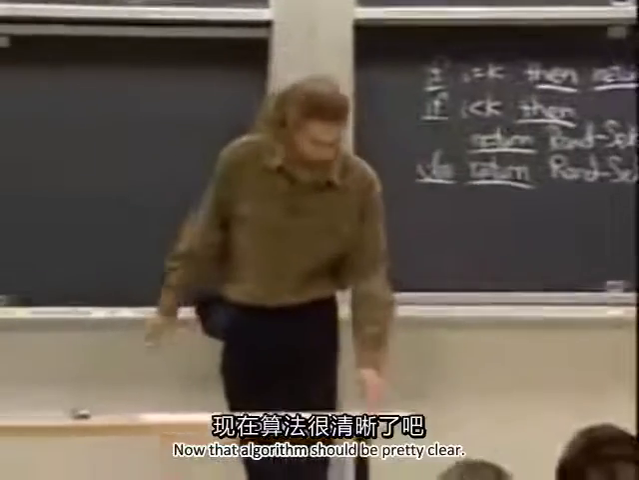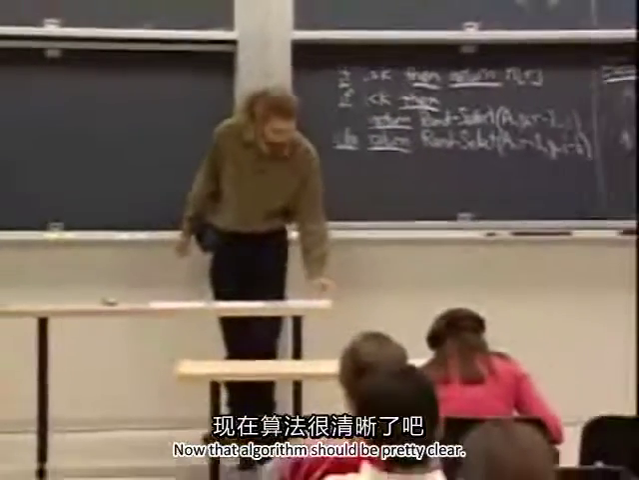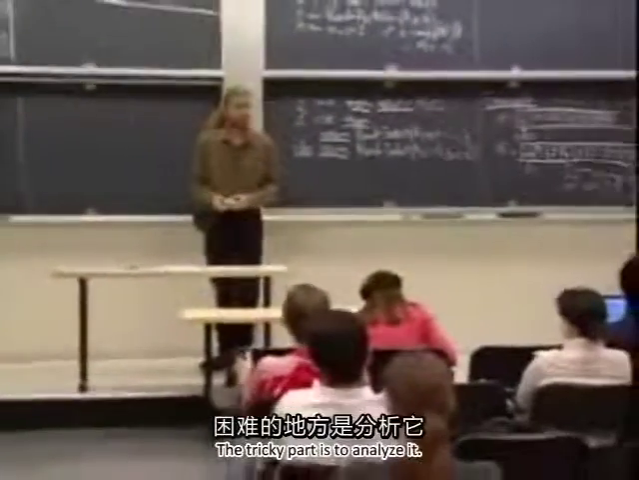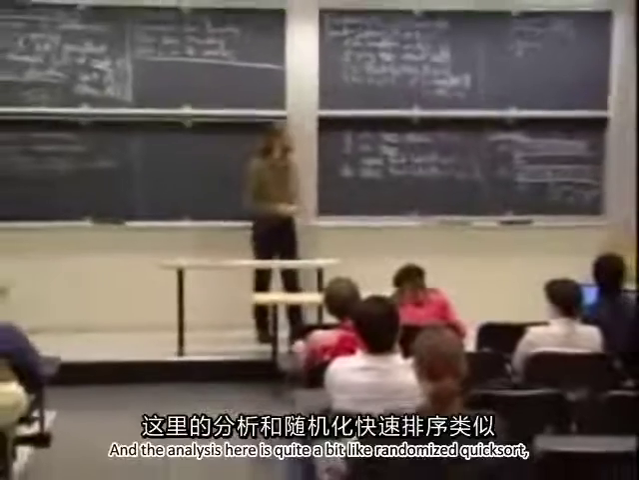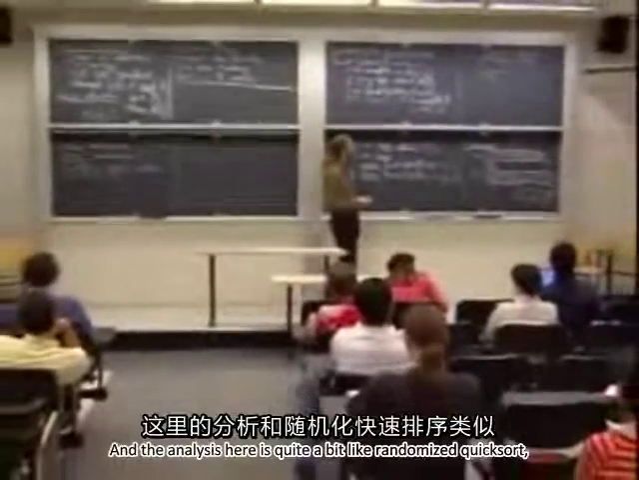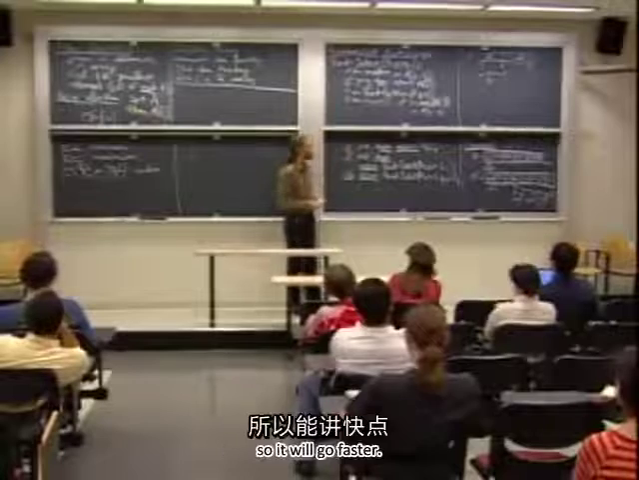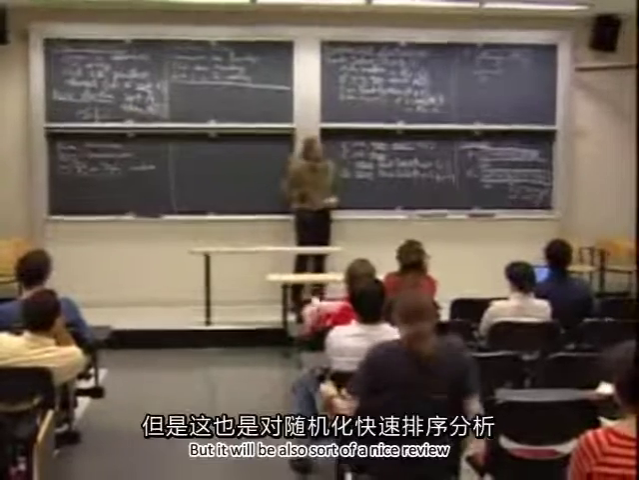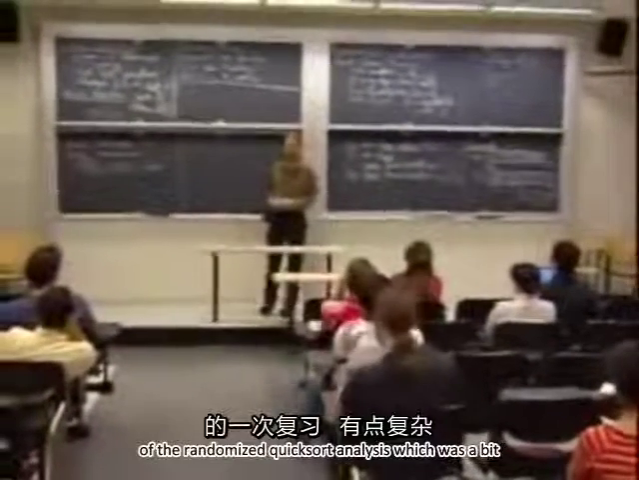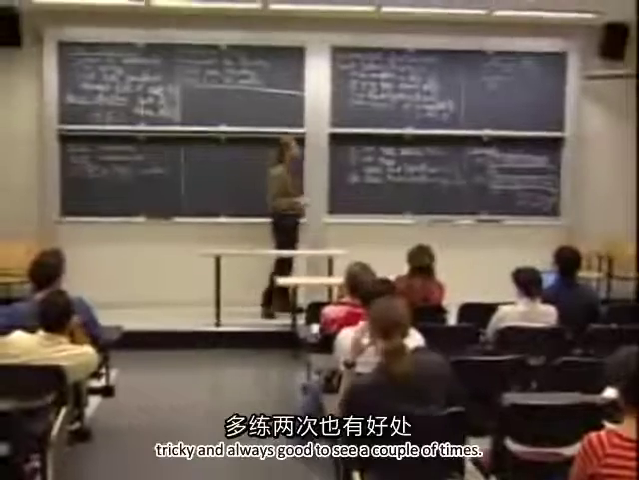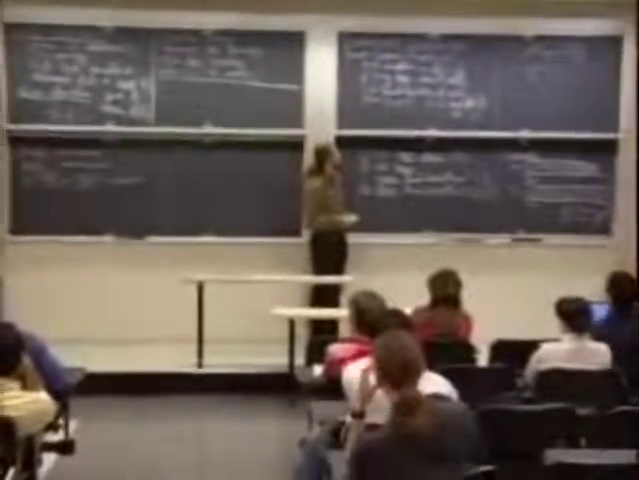Okay, so now that algorithm should be pretty clear. The tricky part is to analyze it. And the analysis here is quite a bit like randomized quicksort, although not quite as hairy. So it will go faster. But it will also be a nice review of the randomized quicksort analysis, which was a bit tricky, and always good to see a couple times.